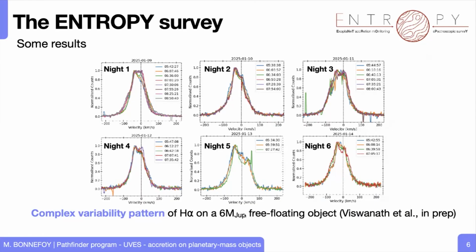Here is what we're seeing on 6 consecutive nights on 6 Jupiter mass objects, which are free-floating. This is H-alpha, so you have the line profile, and you can see that we're seeing really a crazy behavior from one line to the next. The line can vary in shape, even from one exposure to the next, 30 minutes apart. You can see noticeable differences in the line profile, showing that all these objects are variable. They have a complex behavior.